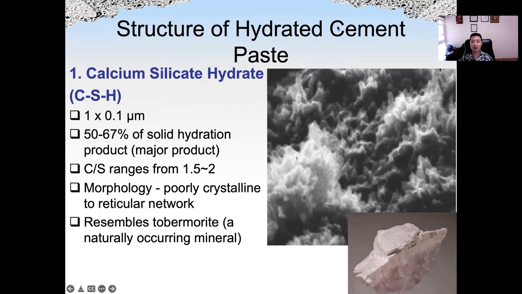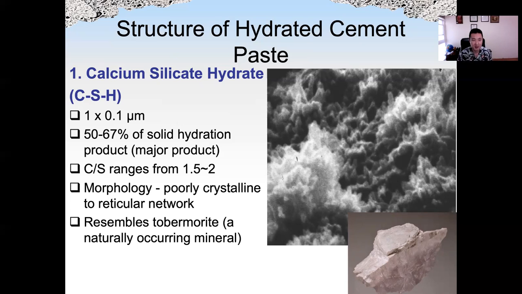Then let's look at the morphology of different hydration products. Number 1 is CSH, calcium silicate hydrate. The size of CSH is very small, so 1 times 0.1 micrometer. It is a very poorly crystalline structure, or we call that a reticular network. That's not a well-defined crystal structure for CSH.